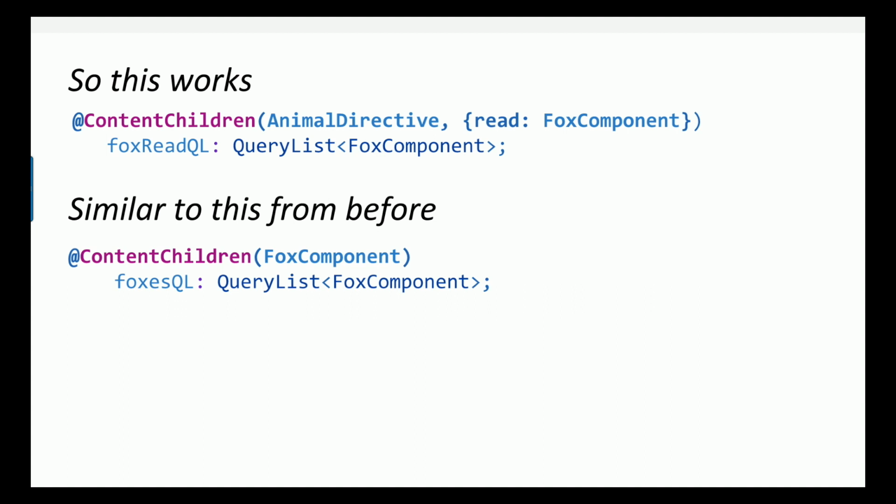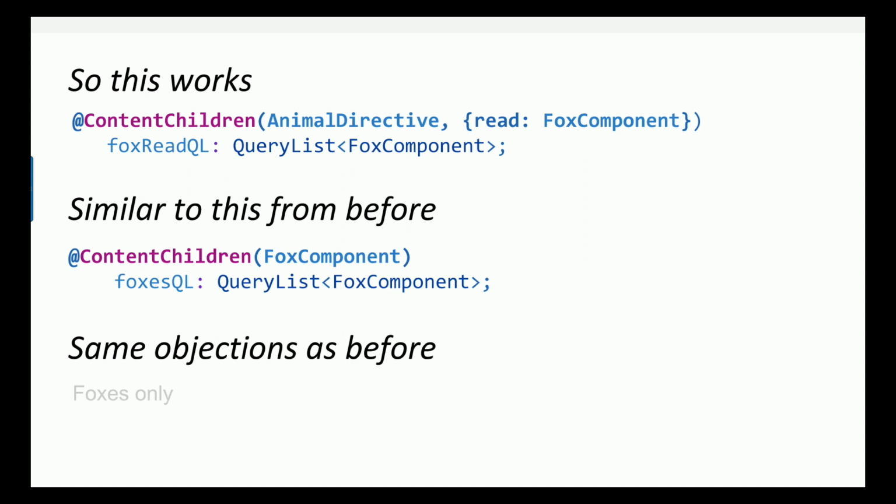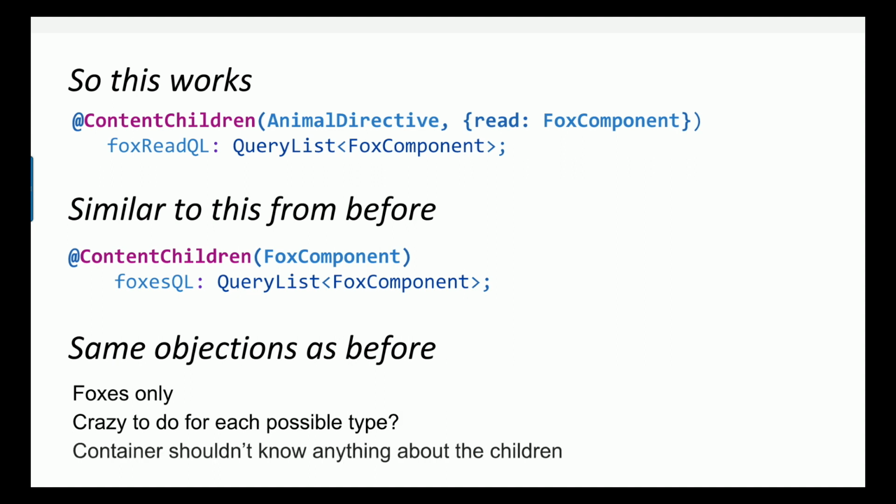Of course, we saw this before when we just said, hey, screw that, I just want to go for the fox component directly. And that didn't do anything for us. Because, once again, it's only good for foxes. All right, it's crazy to do it for every single type, and the container shouldn't know anything about foxes or Vikings, or sorry, maybe it should know about Vikings, but it doesn't. All right, so read fox component isn't going to be the answer, but it's kind of on the way to an answer.